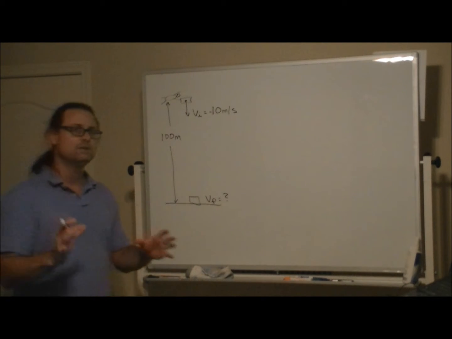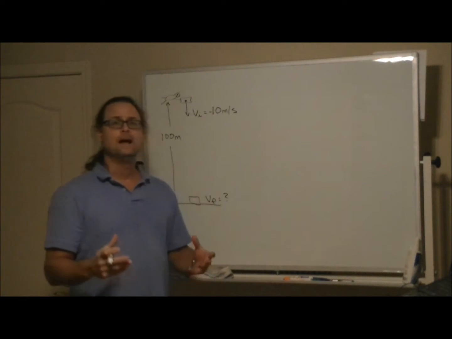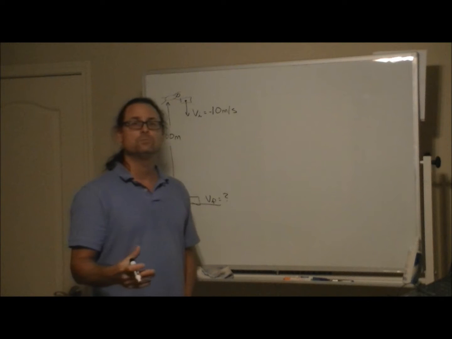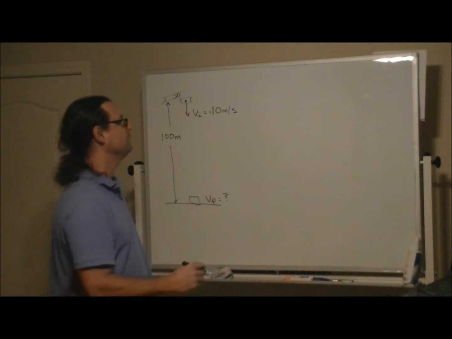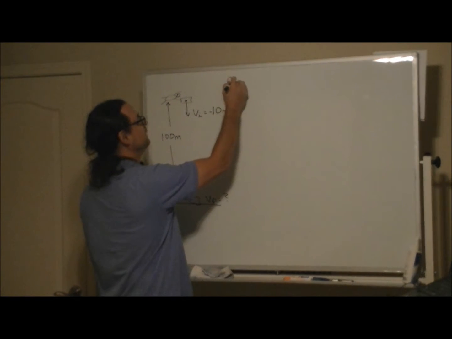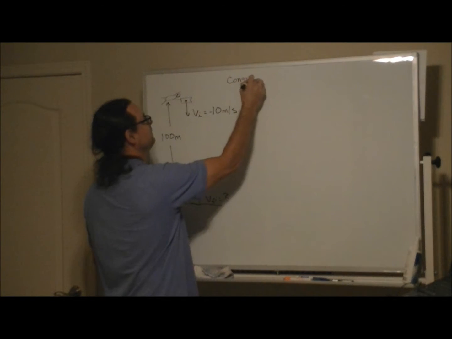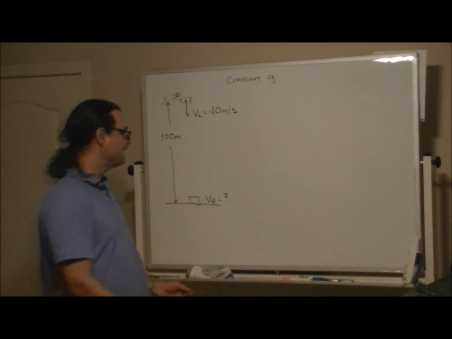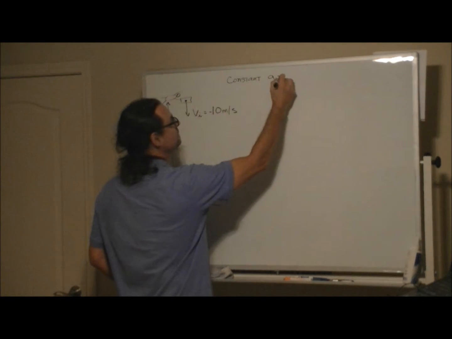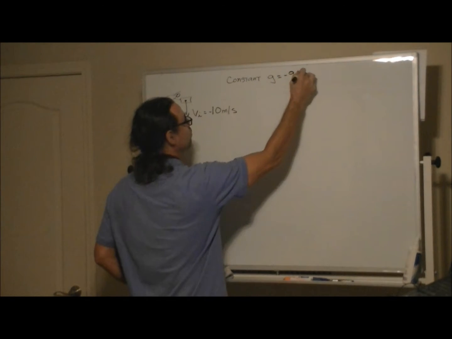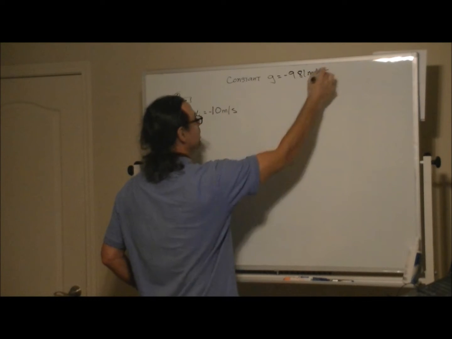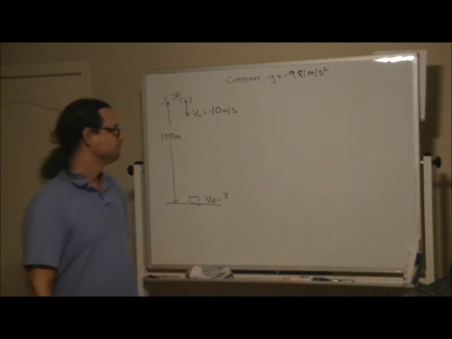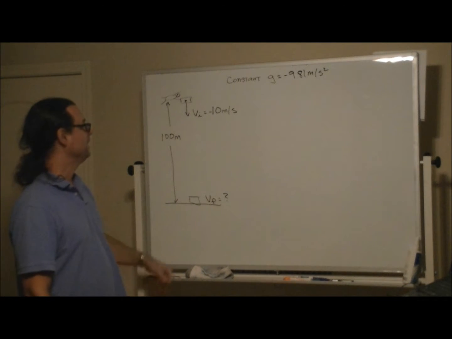We like to say, well, what's the general principle of physics that's going to be used to solve this problem? It's a projectile motion problem, or a falling object problem. So the general principle is really constant g. In other words, this is the idea going back to Galileo that g is equal to negative 9.81 meters per second squared. And in the absence of air resistance, all objects fall at the same rate.